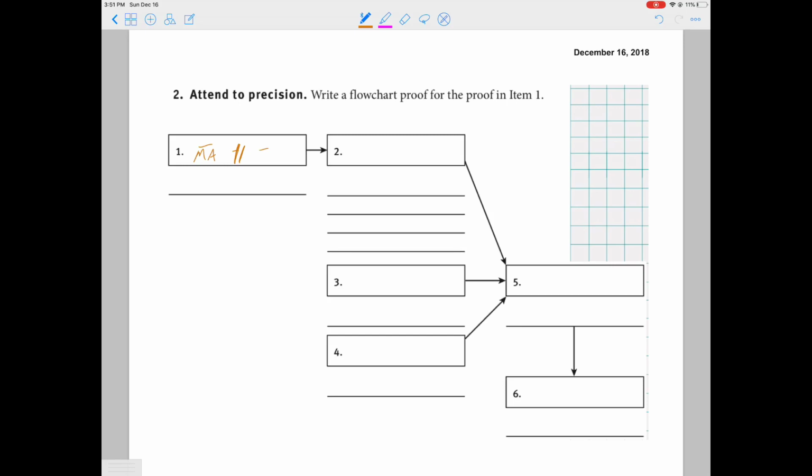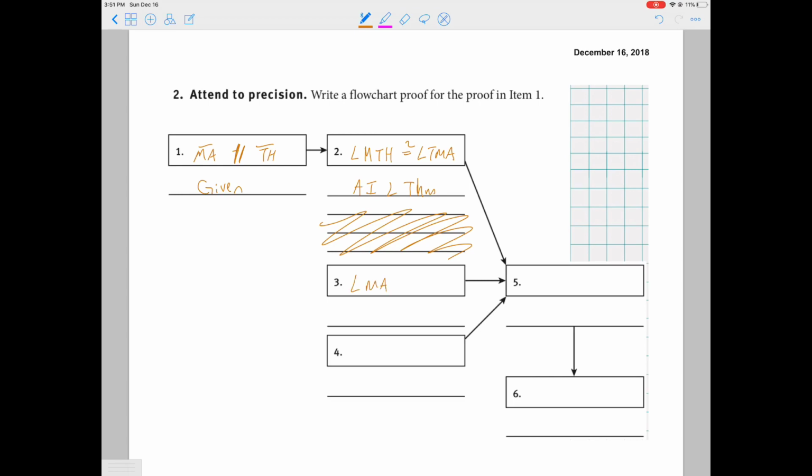Line segment MA is parallel to TH, that was given. This is number 2 now in the book. We had angle MTH is congruent to angle TMA, and that's because they were alternate interior angles. And we have a whole theorem for that, so again, I don't know why it gives us that much space.